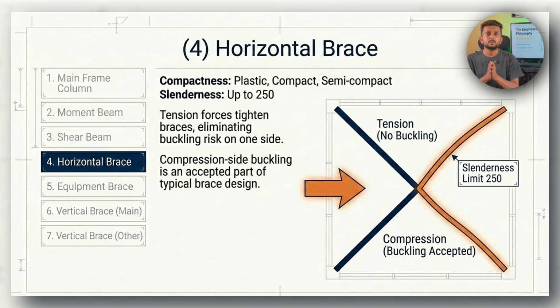The right one takes compression and may buckle, but that's accepted. See, in brace design, we allow higher slenderness, but we can't go beyond 250. Beyond that, vibration and lateral instability become real problems.